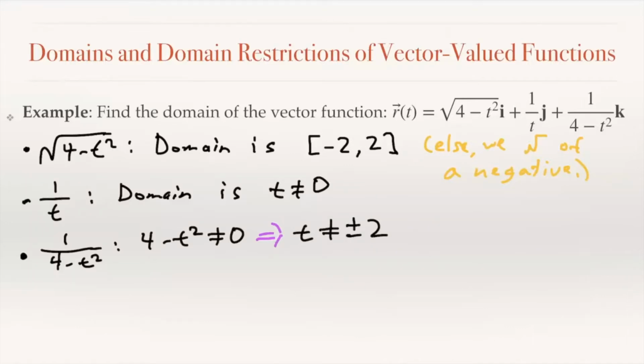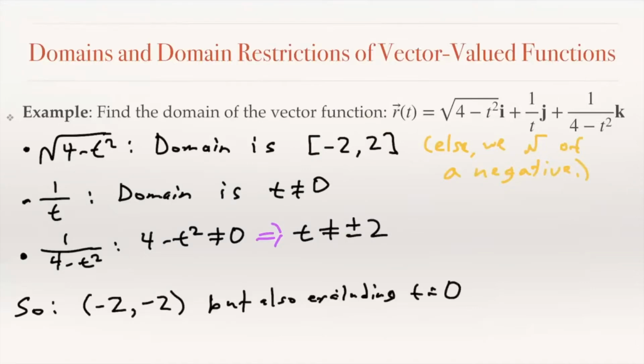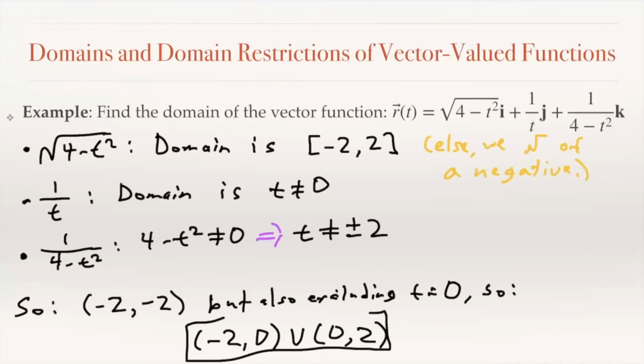So therefore, in total, it must be between -2 and 2 inclusive, but not equal to plus or minus 2. So it's like -2 to 2, but also excluding t equals 0. So that's -2 to 0, non-inclusive, union 0 to 2, non-inclusive, is the domain of this vector-valued function.